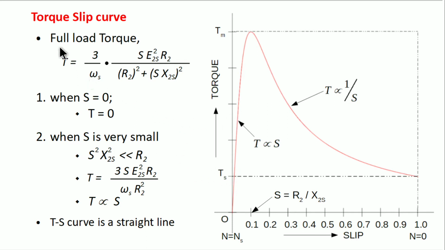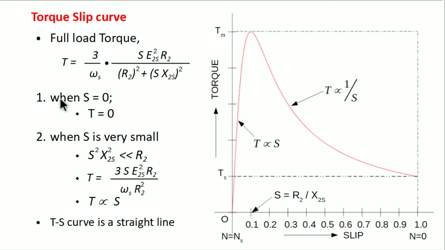First we should write the full load torque equation. T is equal to 3 over omega s, s E2s square R2 over R2 square plus (s X2s) whole square. All these have the usual names. Omega s is angular speed in radian per second, s is slip, E2s is rotor voltage at standstill per phase, R2 is the rotor resistance per phase, and X2s is the rotor reactance per phase. Following points should be taken while drawing this curve.